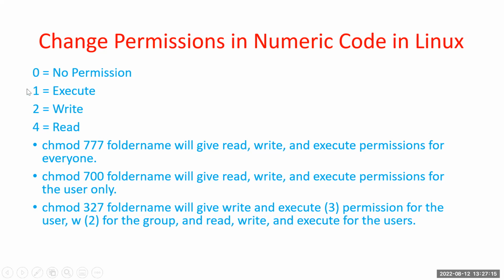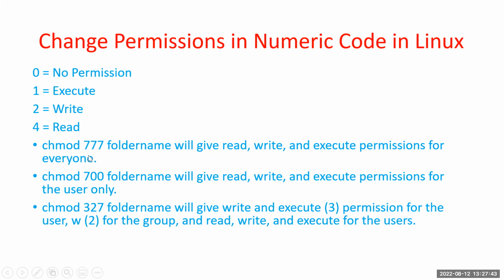So if you want to assign read, write, execute to an owner, what number would be associated? It would be 7. 4 plus 2 plus 1, which is 7. Okay, so the first part is for owner, the second part is for your group, and the third part is for other users, the users who are not part of that group.